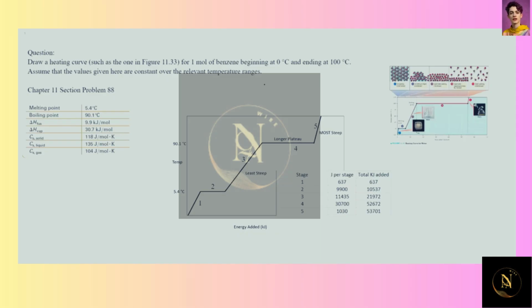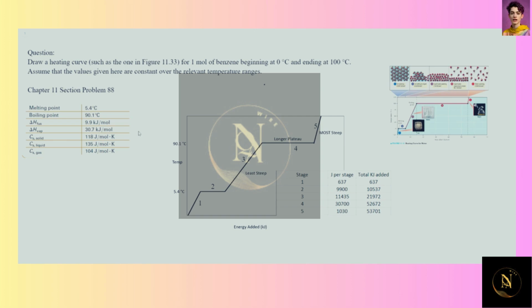Okay, this is Chapter 11, Problem 88, and it asks us to draw a heating curve, such as the one in Figure 11.33, for 1 mole of benzene beginning at 0 degrees Celsius and ending at 100 degrees Celsius. It wants us to assume that the values given here are constant over the relevant temperature ranges, so just draw straight lines. Okay, so that's what I've done here.